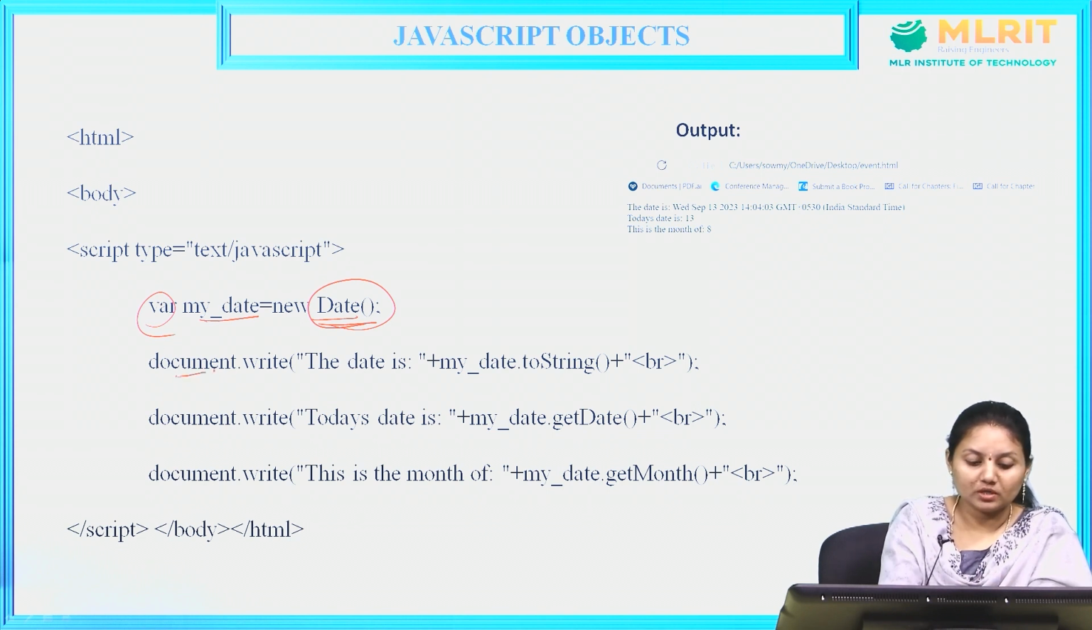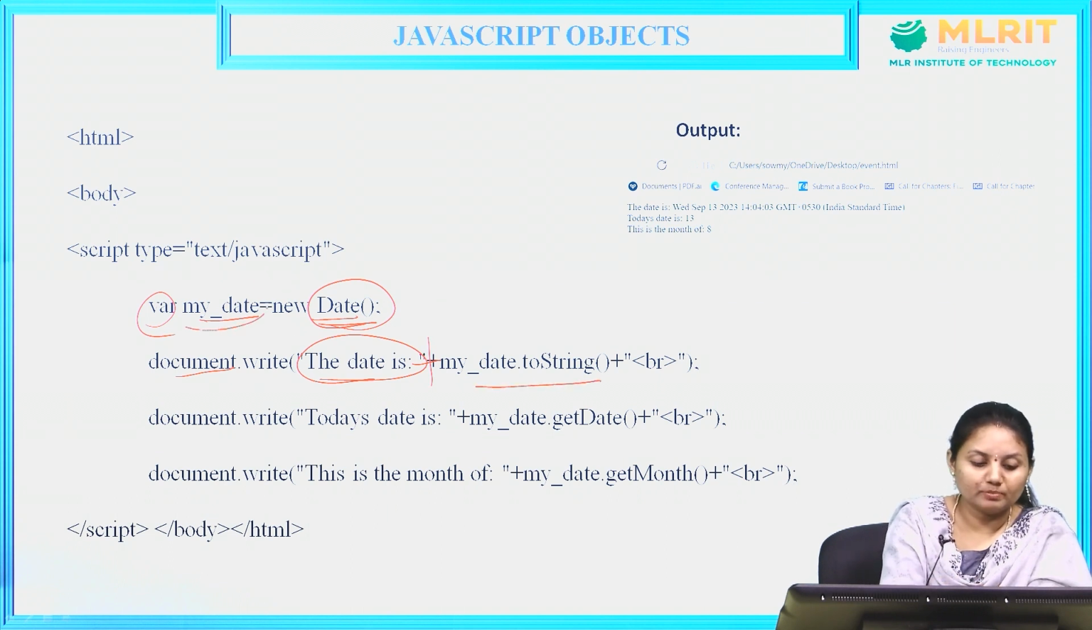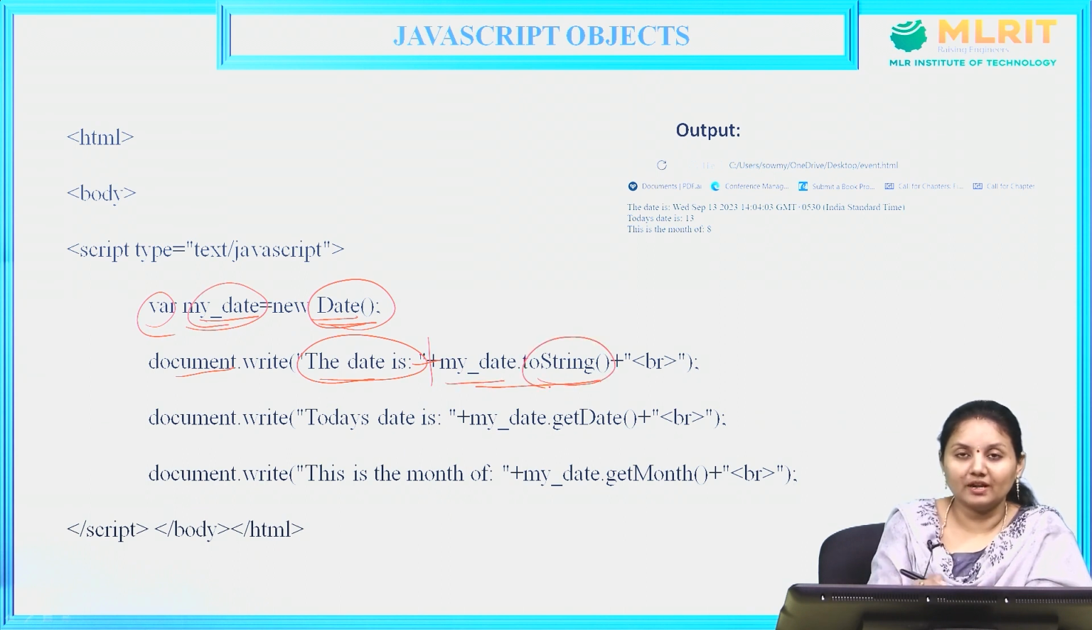Okay, so document dot write. The date is, this is a text that is going to display, and plus is used to concatenate the text with this date object. So what is my date object? My date is my object. So my date dot to string, you are converting that to a string. BR will be a new line. So here again a new line, here again a new line.